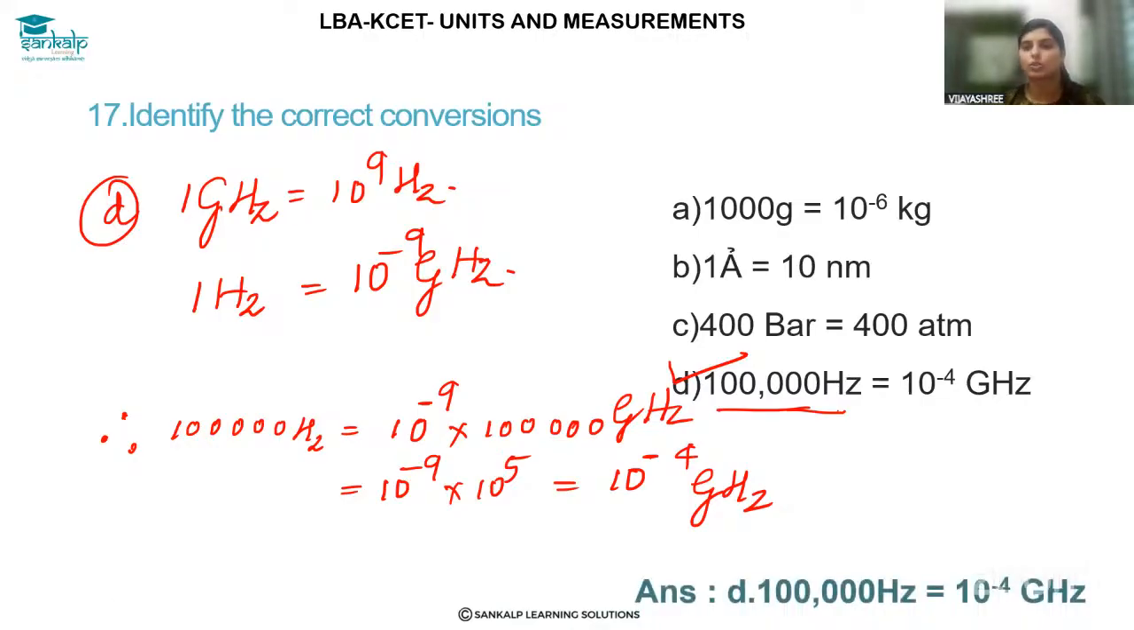So 1 lakh hertz is equal to 10 to the power minus 4 gigahertz. Right? This is the correct answer. Correct conversion and required answer. Thank you.